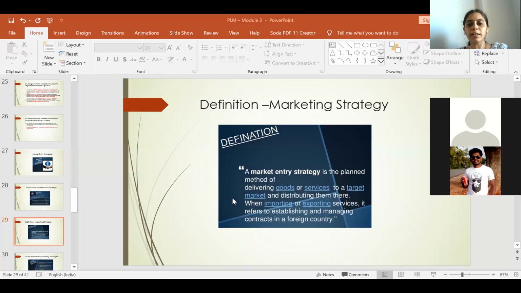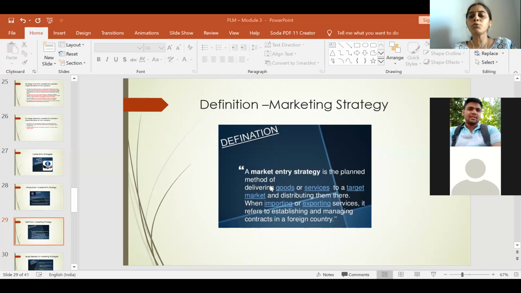So we were dealing with respect to the market entry strategies. It refers to establishing and managing the contacts in a foreign country. To have a good export and import, you should be having contacts with the countries in which you are exporting or importing. After getting the contacts from the foreign countries, you will decide how to deliver the goods or the services to that particular market by either importing or exporting. So this is how a market entry strategy could be defined in simple words.